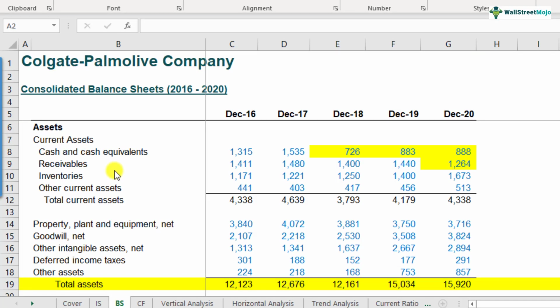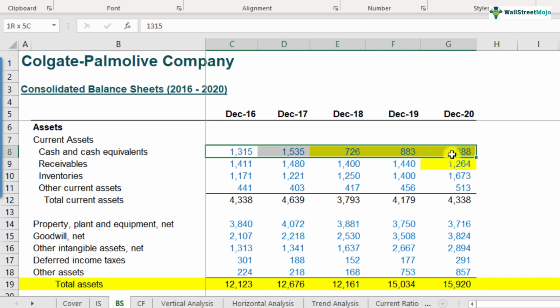So here is the balance sheet of Colgate, and for calculating the cash ratio, we require only the cash and cash equivalents. So if you look at this carefully for Colgate, cash and cash equivalents has been provided in a single entry. So we don't have to add that up. It's given as a single entry, and that's 1315 for December 16. So we have the other 5 years data as well. We'll calculate cash ratio for that too.